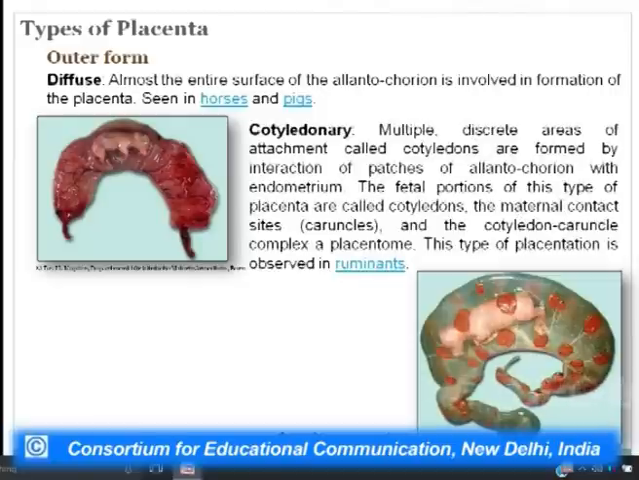Then there is the cotyledonary placenta. Multiple discrete areas of attachment called cotyledons are formed by interaction of patches of the allantochorion with the endometrium. The fetal portions of this type of placenta are called cotyledons. The maternal contact sites are called caruncles, and the cotyledon-caruncle complex is a placentome. This type of placentation is observed in ruminants. So you can see this kind of placentation occurs in cows, and this is called the cotyledonary placenta.